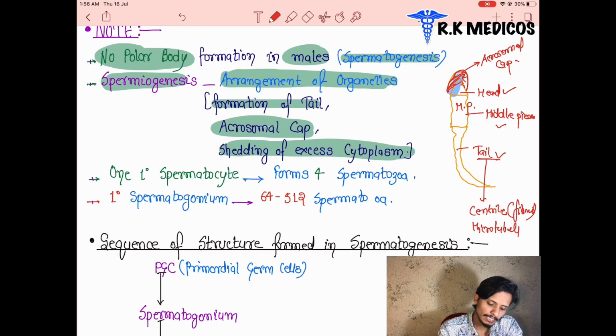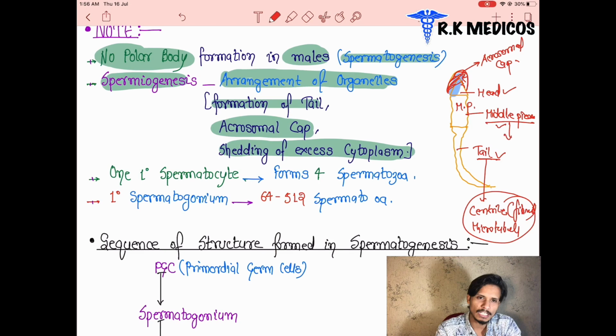Next point, we can say, what structure is present in the middle piece, in the head, and in the acrosomal cap? We are going to see later in this phase. In the acrosomal cap, suppose Golgi bodies are present. In the middle piece we are going to see mitochondria are present. Different structures are present in those regions of the sperm. So we are going to discuss it later.